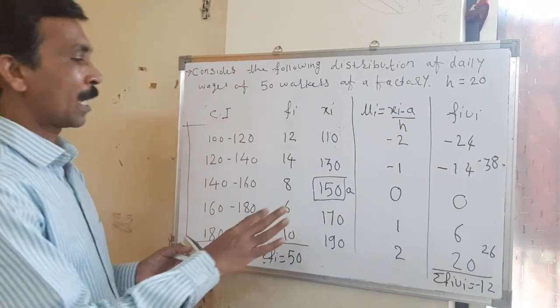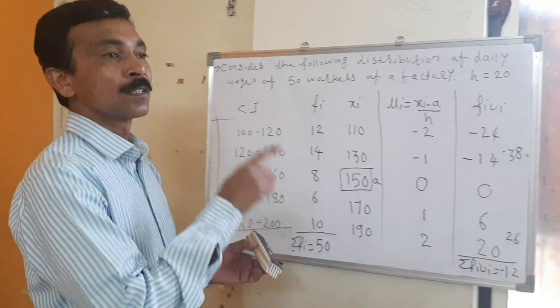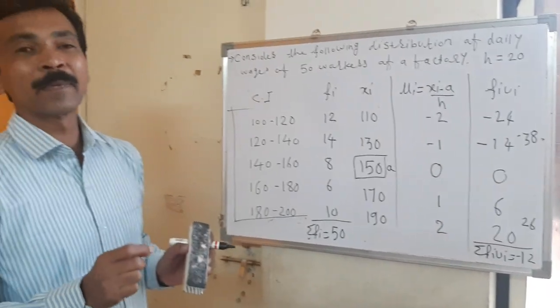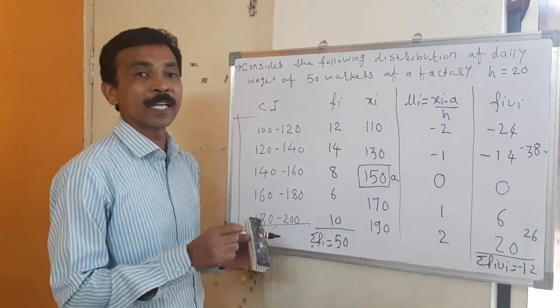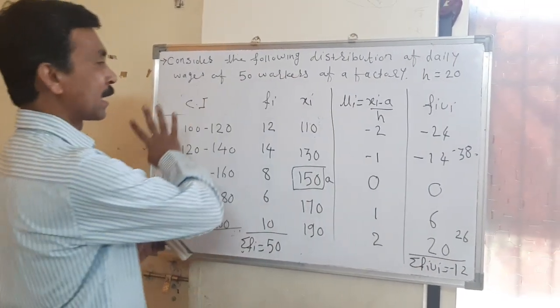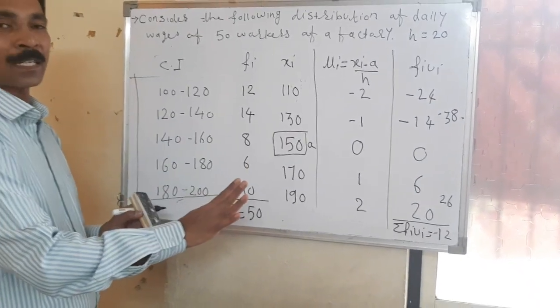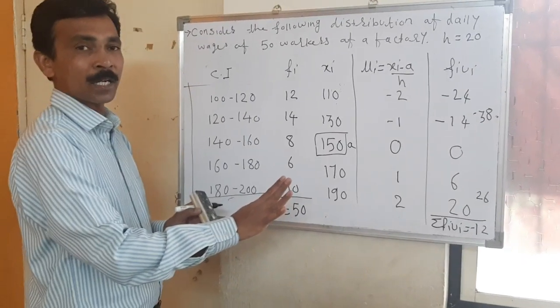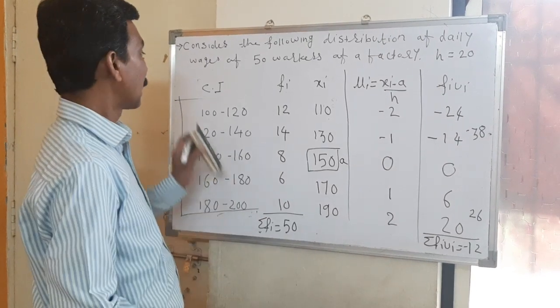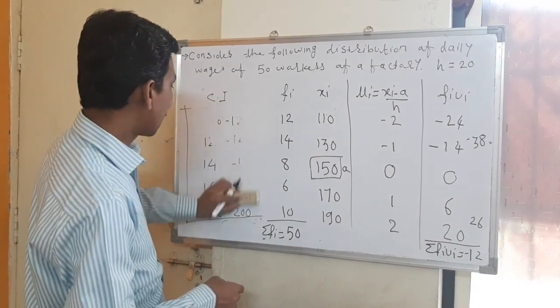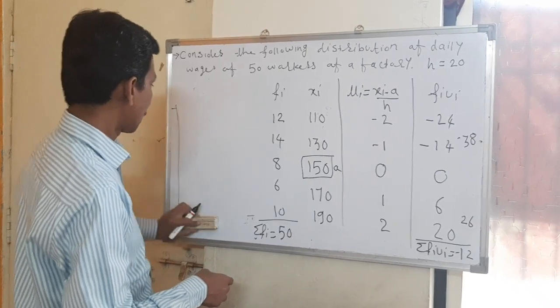Now what I will do? I will write the formula for finding mean using the step deviation method. Is the whole table clear? Can I proceed further? Sure? Okay. Now I will rub this and then I will write the values.